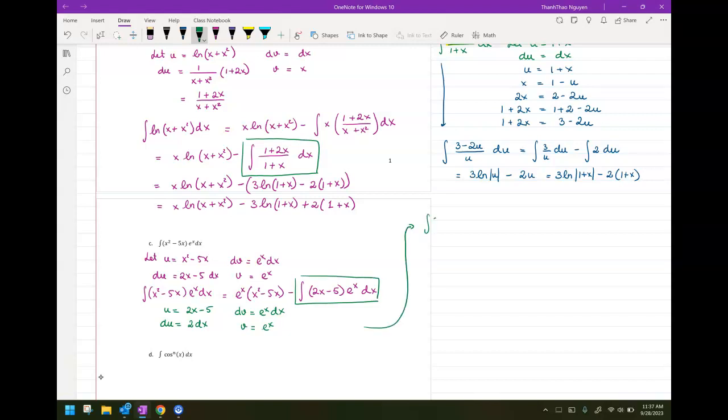Okay, so then this part of the integral, the integral of 2x minus 5 times e to the x dx, equals u times v, so e to the x times 2x minus 5, minus the integral of v du, that is 2e to the x dx.